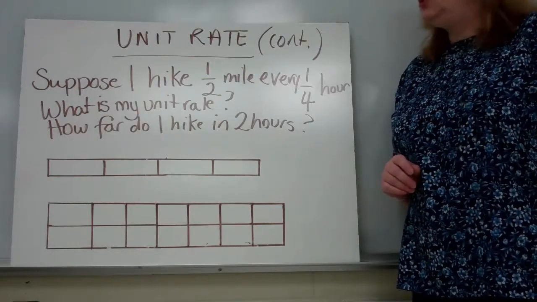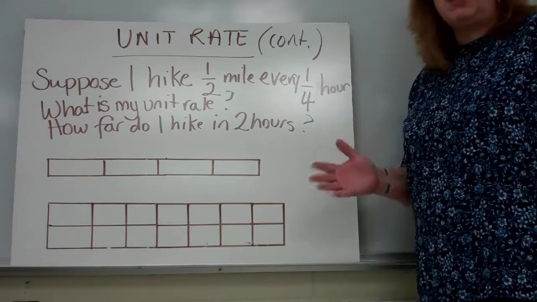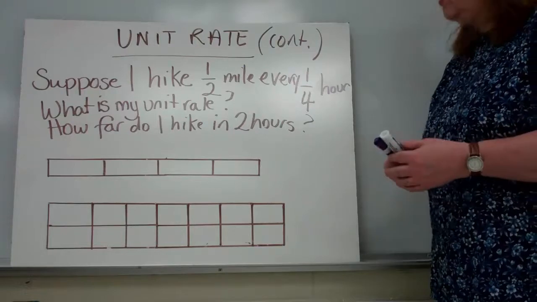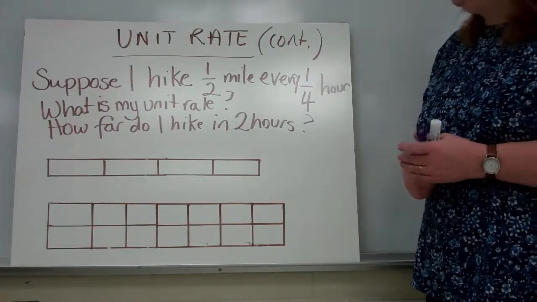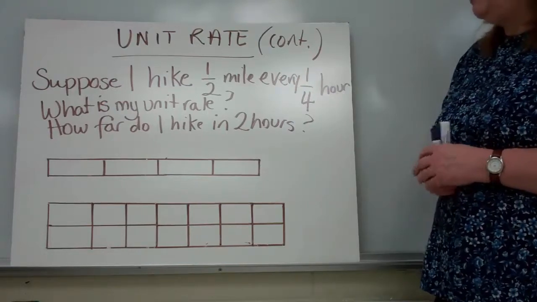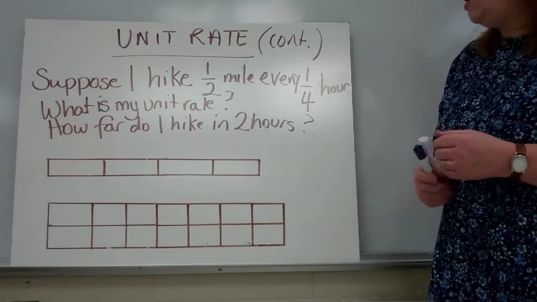We're going to do another lesson on unit rate, and this time we're going to make up a table of our values that we find, and from that we can build a graph. Alright, so let's take an example. Suppose I hike half a mile every fourth of an hour. What is my unit rate? And how far do I hike in 2 hours?